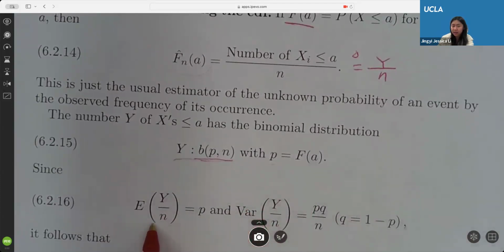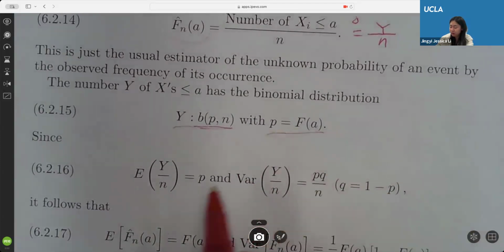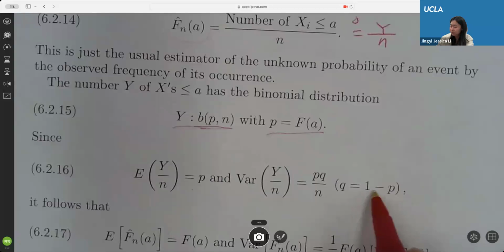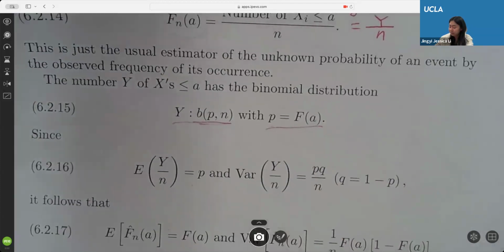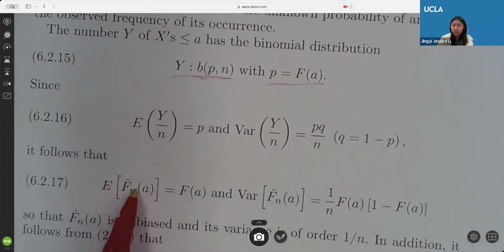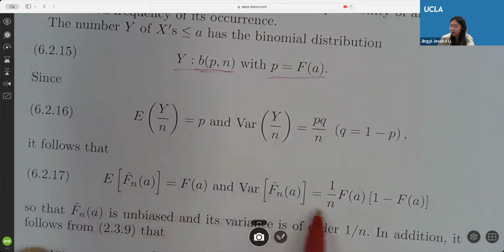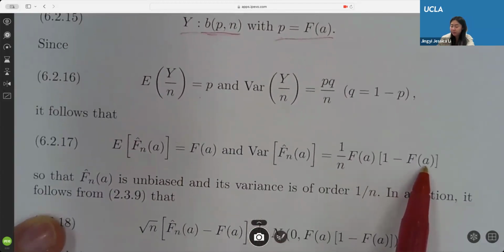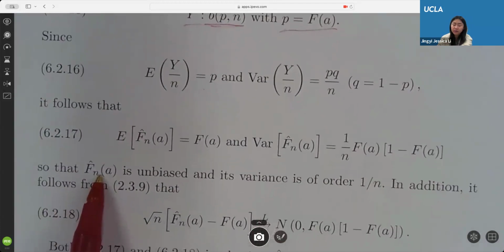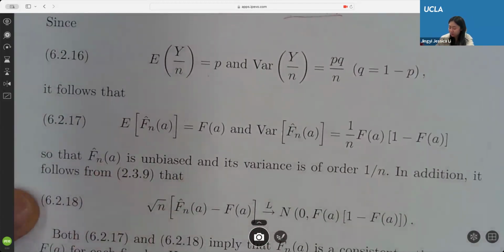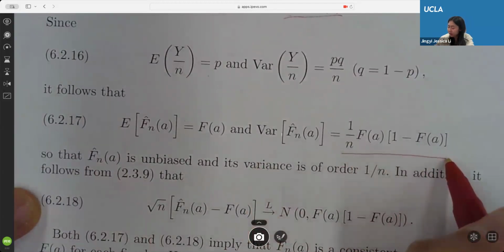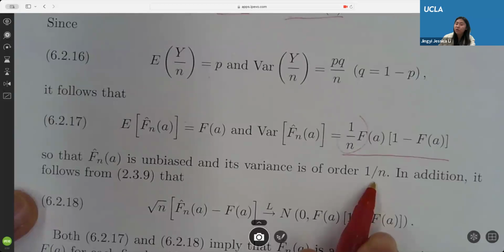Then for sure, we know that the expectation is p, and the variance is p times 1 minus p, here we call it q, over n. These are just standard binomial results. Then, because Fn(A) is just defined as Y over n, we can easily see its expectation is F(A) and its variance is this. So clearly, this empirical CDF at A is unbiased. Most importantly, look at its variance. The variance is on the order of 1 over n.